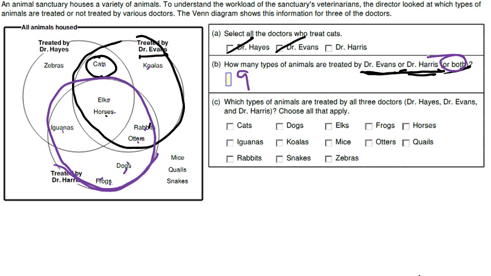Final question. Which types of animals are treated by all 3 doctors? They're treated by all 3 of them. Well, if you're treated by all 3, you've got to be here in the bullseye because these are the only 2 that are in all 3 circles. Everybody apparently likes to treat an elk, and apparently they all like horses. And that ends it for this particular section, 2.3, and I'll see you in 2.4.